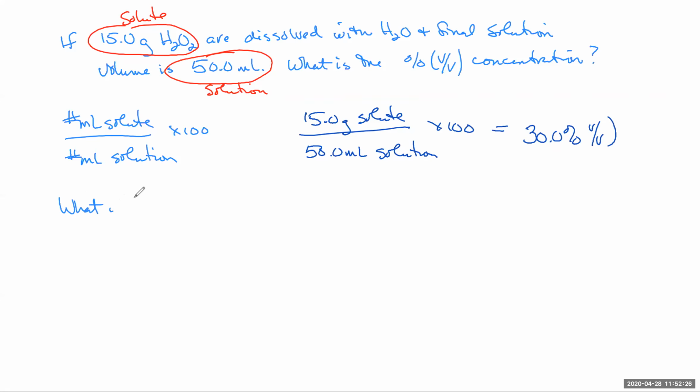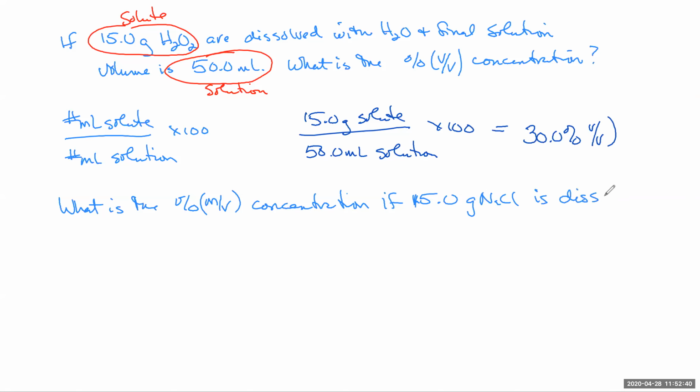What is the percent mass to volume concentration if 15.0 grams of sodium chloride is dissolved into 75 milliliters of solution?